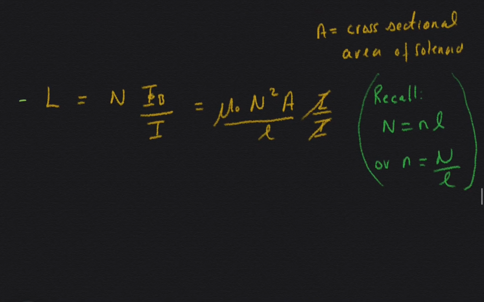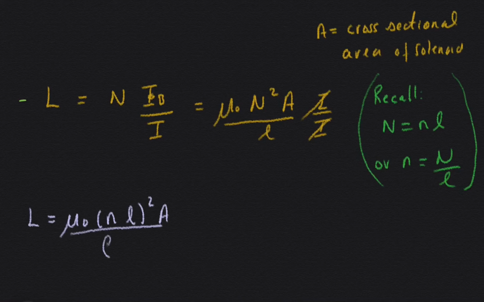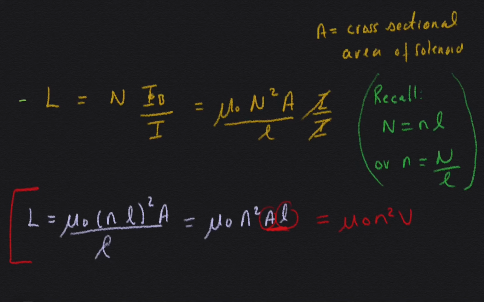And so combining all this together, we have that L is equal to mu naught times n L quantity squared times the cross-sectional area over the length, which can be mu naught n squared, lowercase n, A times L. And here area times length, that's what we call a volume. So this is equal to mu naught n squared times a volume. Okay, so let me put this in red here, brackets.